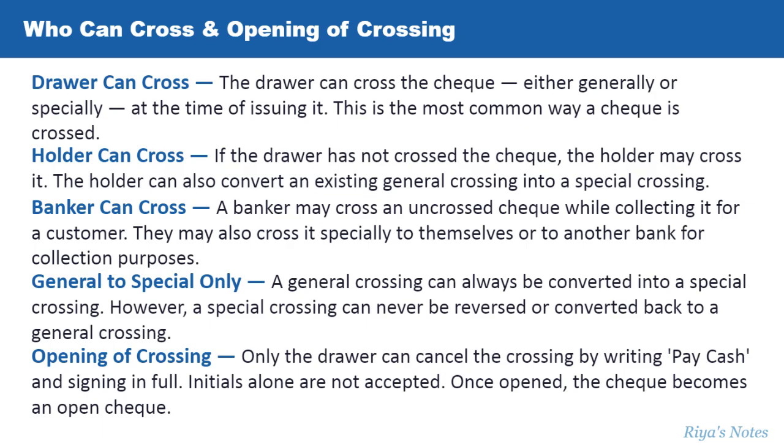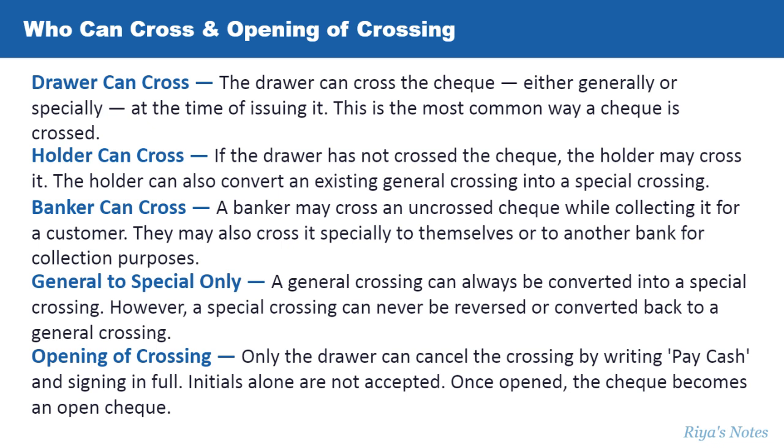Banker can cross. A banker may cross an uncrossed check while collecting it for a customer. They may also cross it specially to themselves or to another bank for collection purposes. General to special only. A general crossing can always be converted into a special crossing. However, a special crossing can never be reversed or converted back to a general crossing.